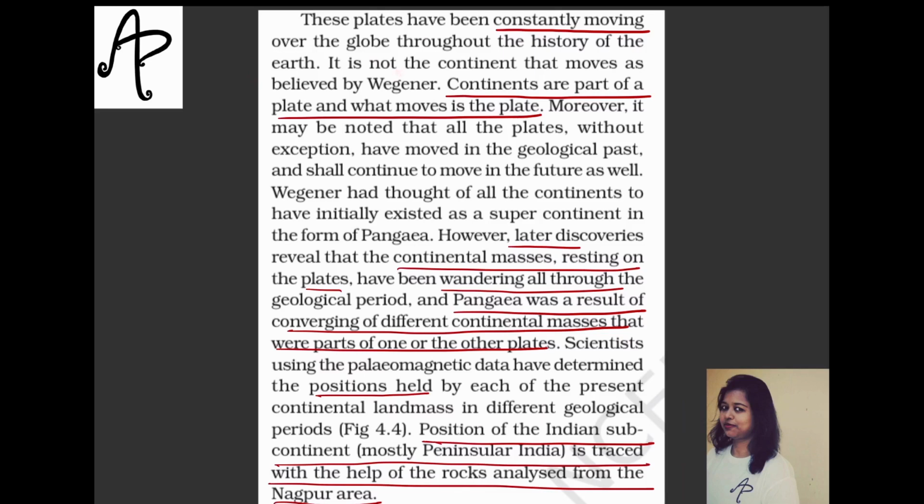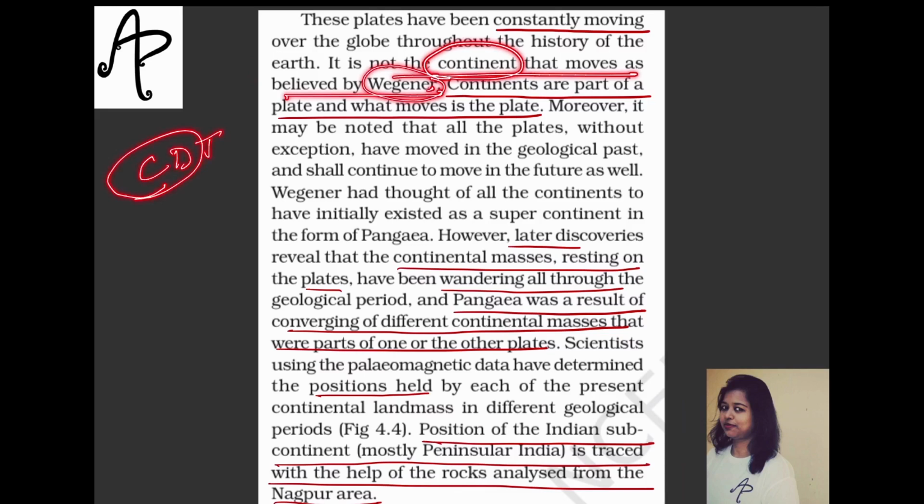But what is to be remembered, according to Wegener it was the continent that was moving. I hope you remember. Okay, it is not the continent that moves as believed by Wegener. What theory was put forward by Wegener? Continental drift theory, that the continents were drifting.